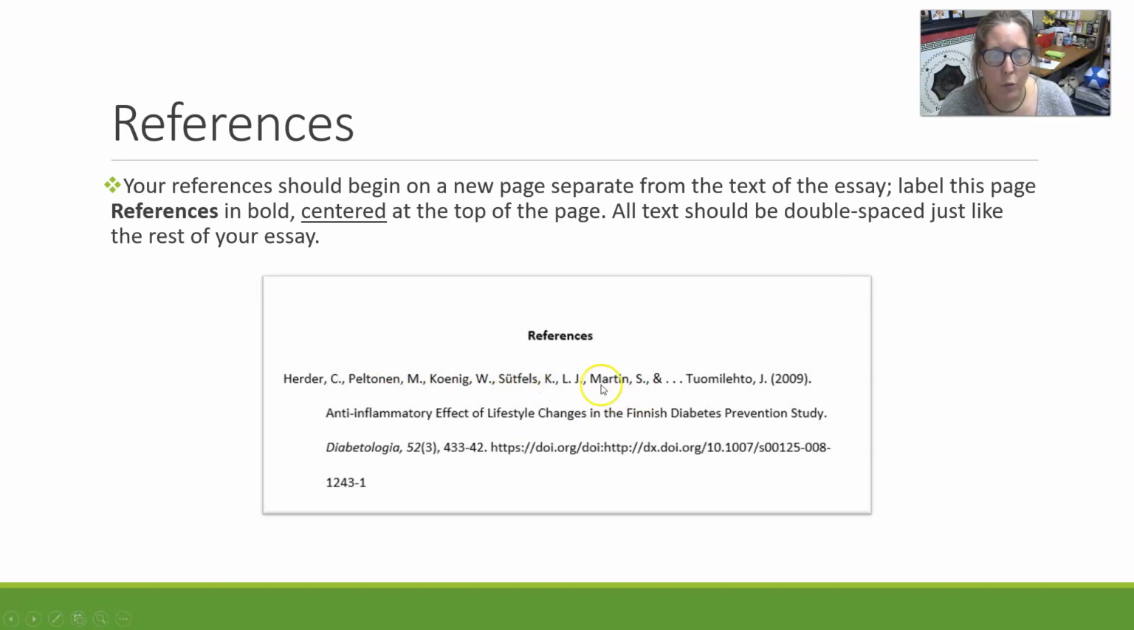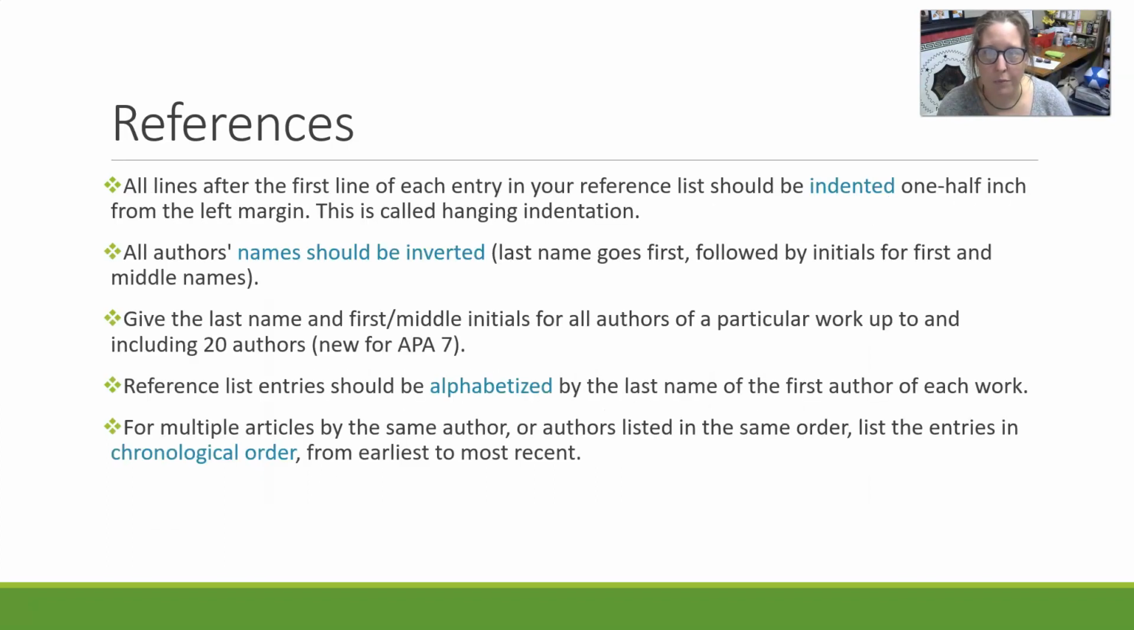And then, just pay attention here, the first line is going to be flush left, and then all following lines are indented. And then in your next source, it looks like this again. First line is flush left, all the others here are indented. And so this is where, in the video on references and citations, I feel like using the Word Reference Manager is really helpful because it puts everything in the proper format for you. So all lines after the first line of each entry in your reference should be indented 1/2 inch from the left margin. This is called a hanging indentation, and it's part of the APA 7 format.